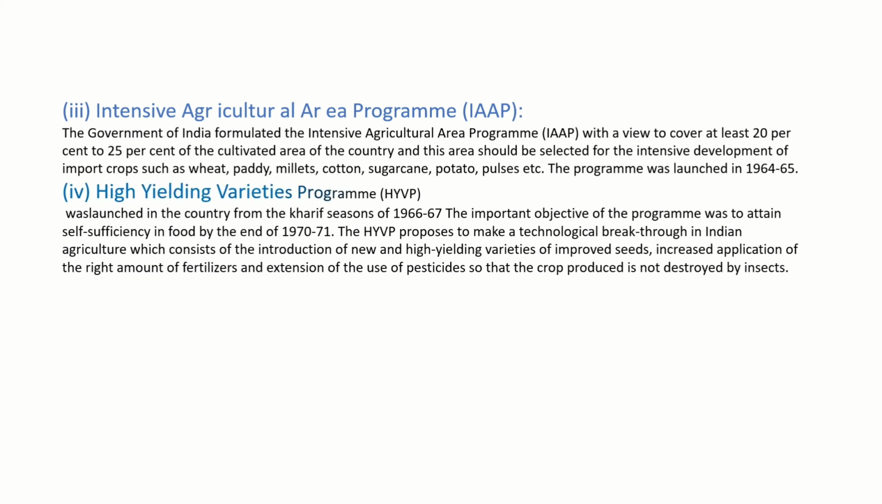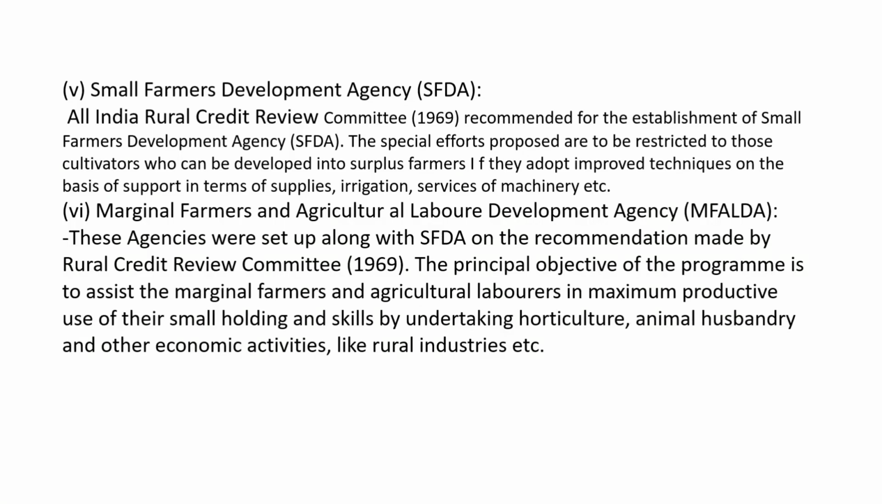High yielding varieties. It was launched in the country from the Kharif season of 1966-67. The important objective of the program was to attain self-sufficiency in food by the end of 1970-71.